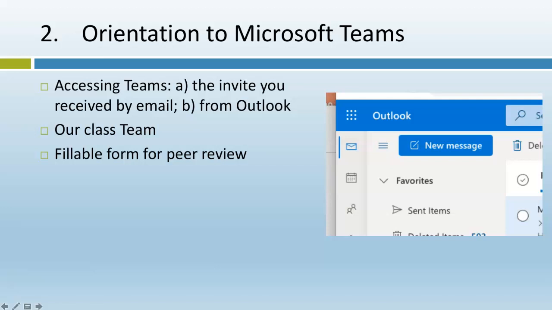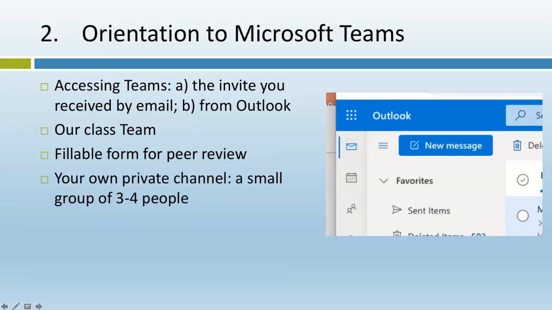On our class team, I have also uploaded a form that you will use to conduct the peer review. It's a fillable form, which means that if you download a copy of the form, it's something that you can type into. By the way, the form for peer review is also available for you on the course page. If you click on the Assignments and Resources folder and click on Discourse Community Analysis, you will see that one of the documents that's there for you is the form for peer review. Now back to Microsoft Teams.